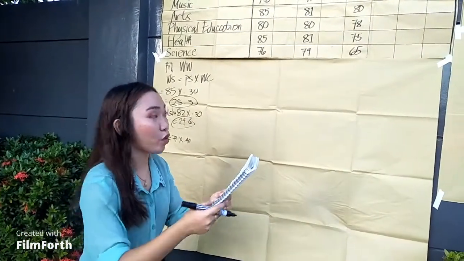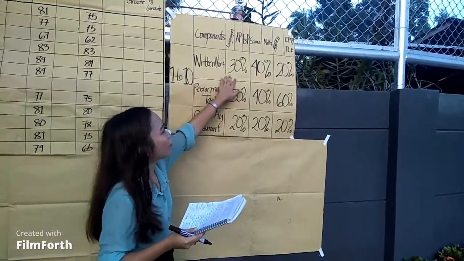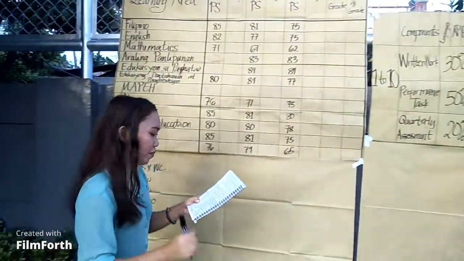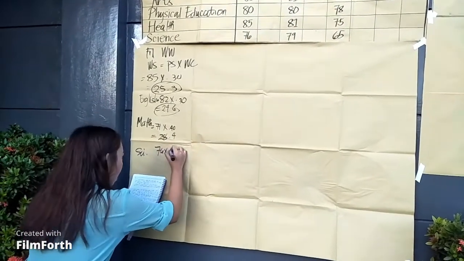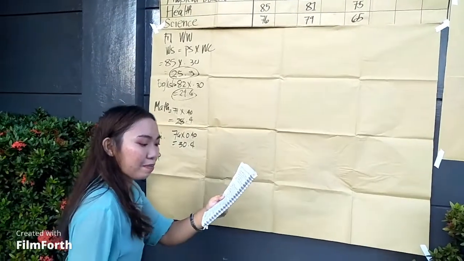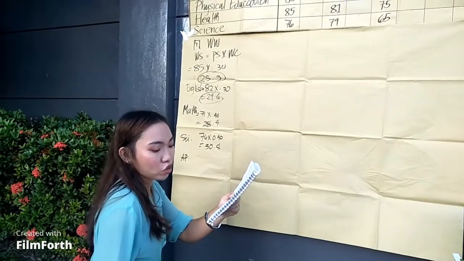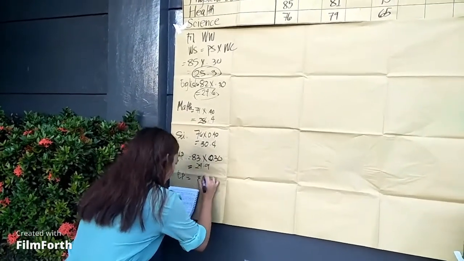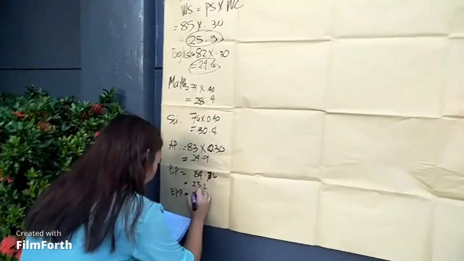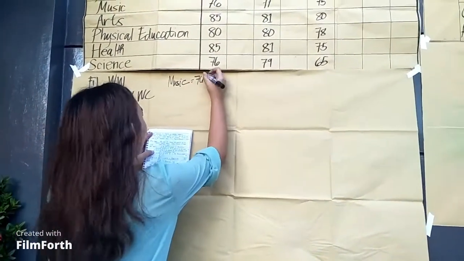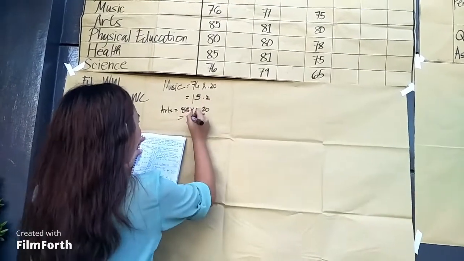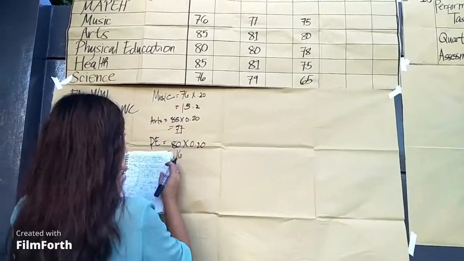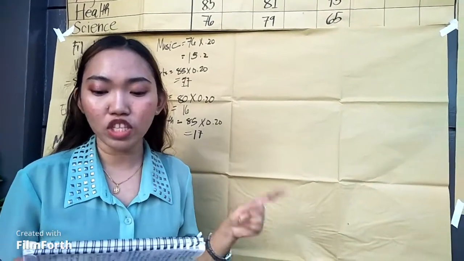So in science and math, we are going to follow this: written work 40% for science and math. So we're going to solve it. Written work is 30% in Edukasyong Panlipunan. The component of MAPE subjects, music, arts, physical education, and health, written work is 20%. After this, we are now going to fill up the computed weighted score in all subjects and written work.